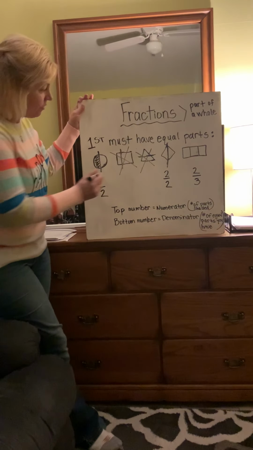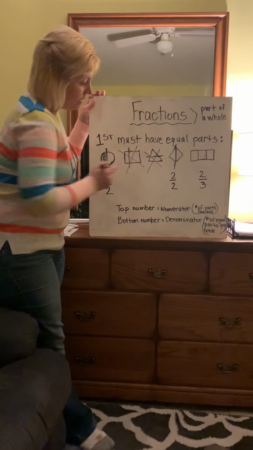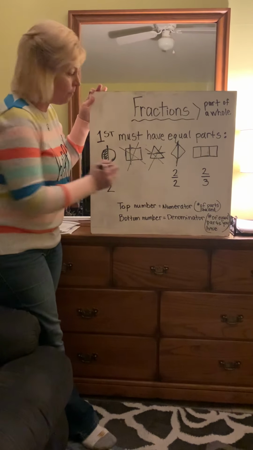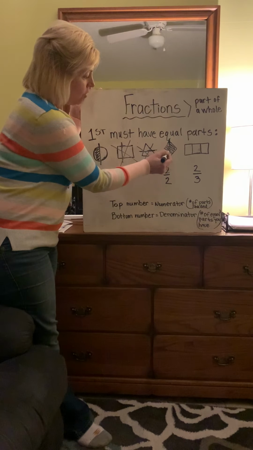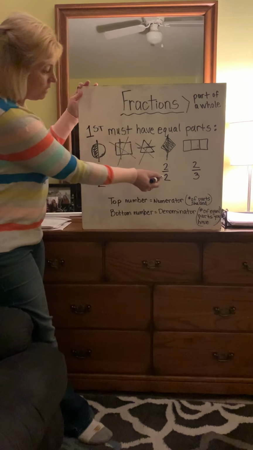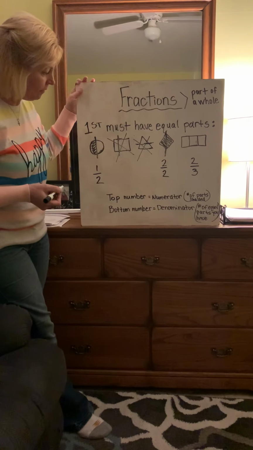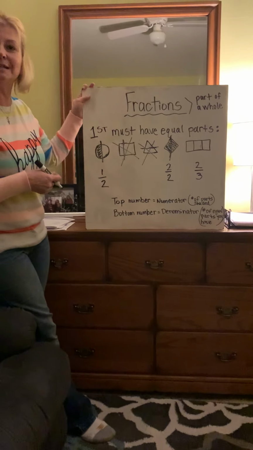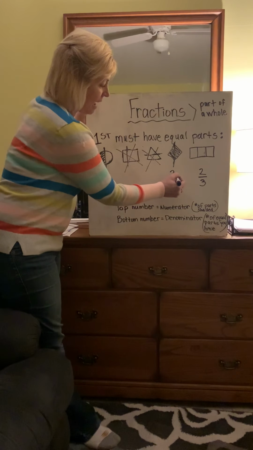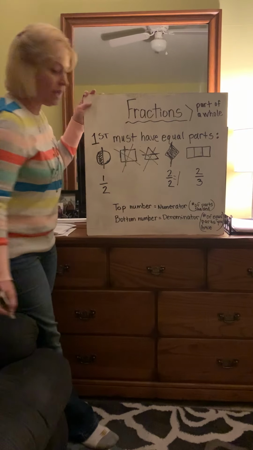On this one here, if you notice, it's asking me to shade in 2 pieces. That's the top number. So I'm going to shade in the whole thing there because I have 2 equal pieces. That's the bottom number. Now this one is 2/2, but as you get a little older, you'll know that as a whole, 1 whole.